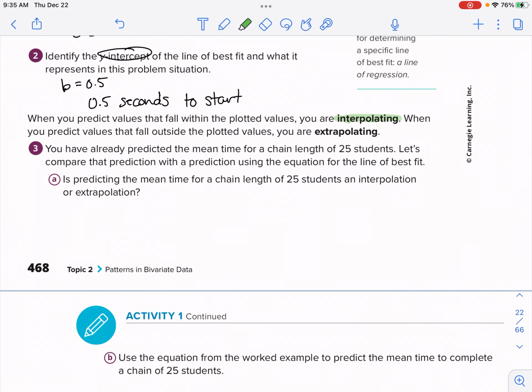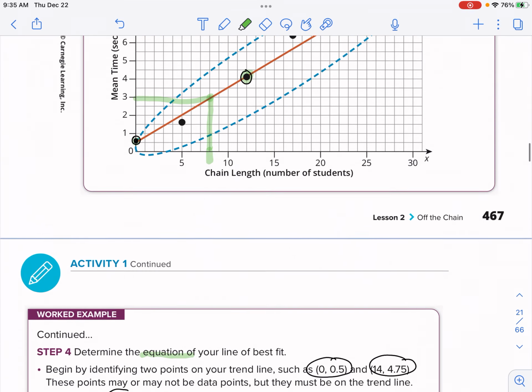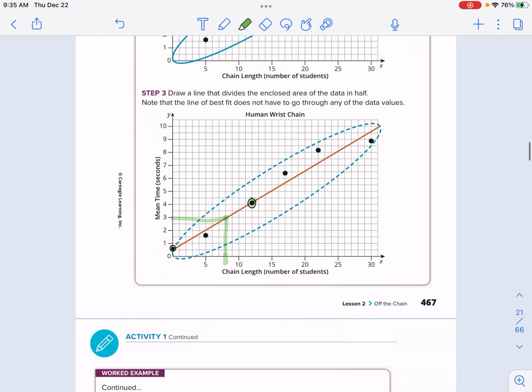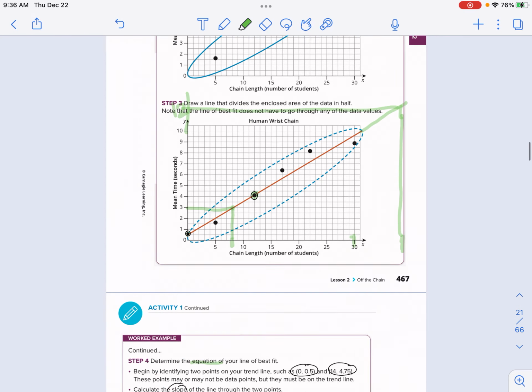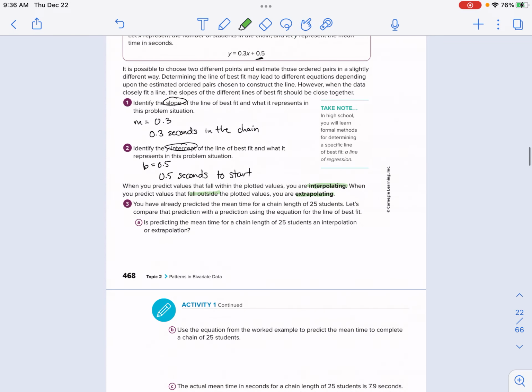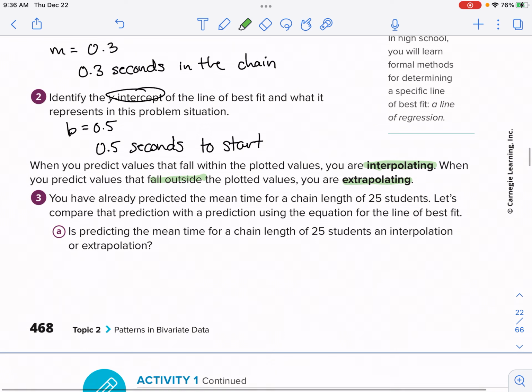When you predict values that fall outside of the plotted areas, that is extrapolating. So outside of the data values we have, at most we have around 30, but let's say we had 40 students. We can make a prediction, I think this line probably goes here, of how long it would take, and we can make an estimate, maybe that's like 12 seconds for 40 students. Okay. All right.